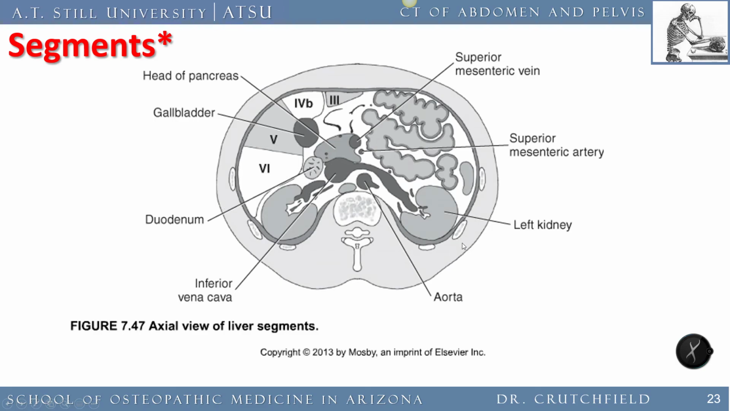In this image, we immediately see the vena cava and the left renal vein draining into it. Here's the aorta. Here, of course, is right renal vein, duodenum, head of pancreas. And what structures run adjacent to the head of the pancreas? The large superior mesenteric vein and the artery, gallbladder, and then segments of liver.